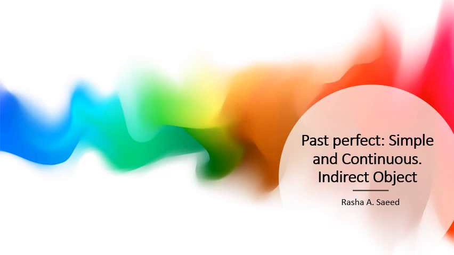Hi everyone, and welcome to the second chapter of our syllabus, which deals with the past perfect in its two forms, the simple and the continuous. After talking about the past perfect, we will move to the indirect object and the position of the indirect object.